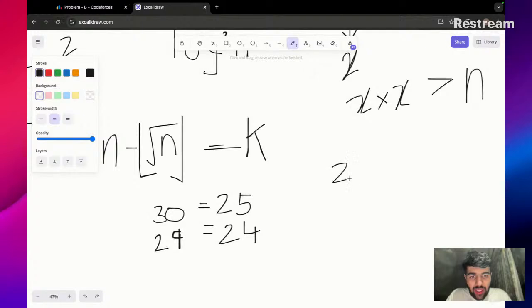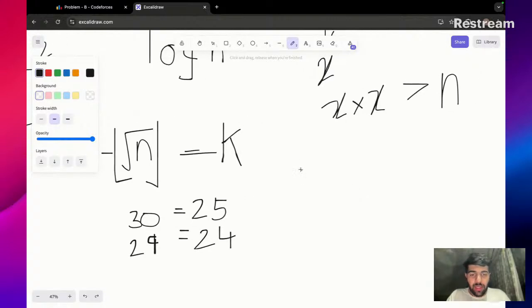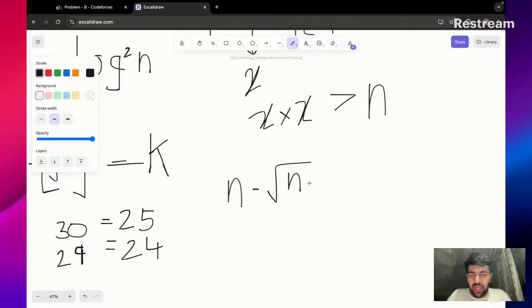So if my k is 20, I am okay removing that root also and I am subtracting 1. So this is my n and I am going root n. I have already looked at the edge case, okay. N minus root n, right?